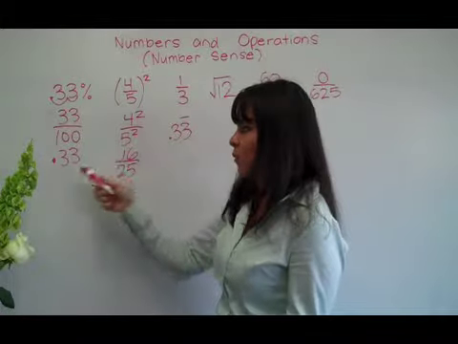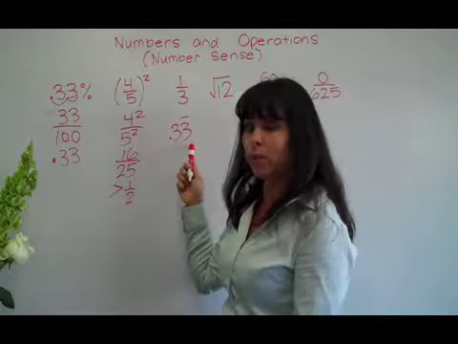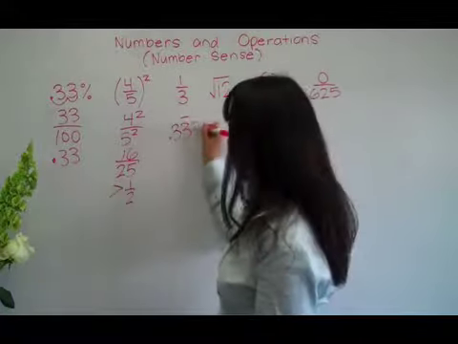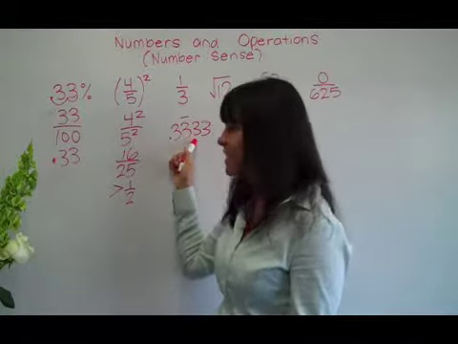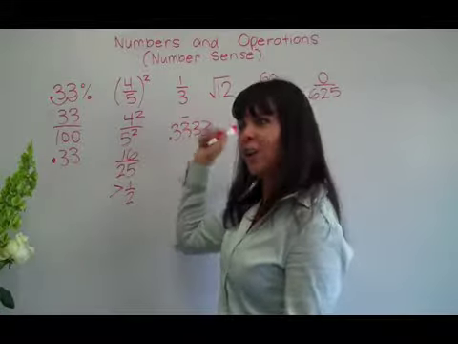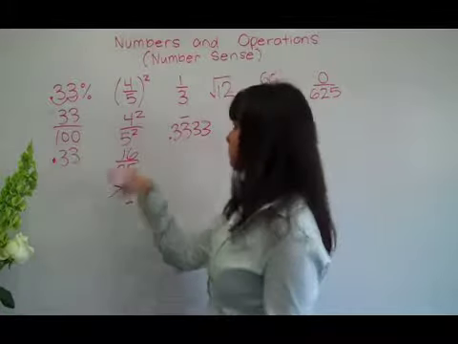So if we look back and we're comparing these two, which one's bigger, 0.33 or 0.33 repeating? Actually, 0.33 repeating is going to be bigger, because for every 3 after that, even though that's only 3 thousandths, and then 3 ten-thousandths, going on and on and on, that's still going to be bigger than just 0.33.